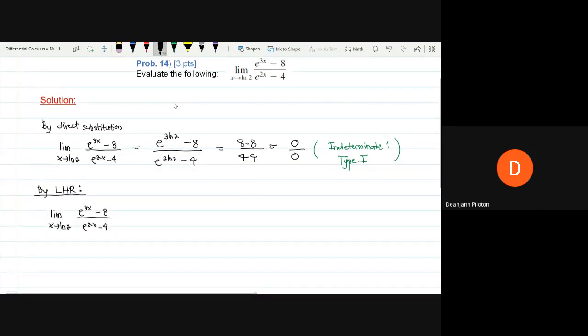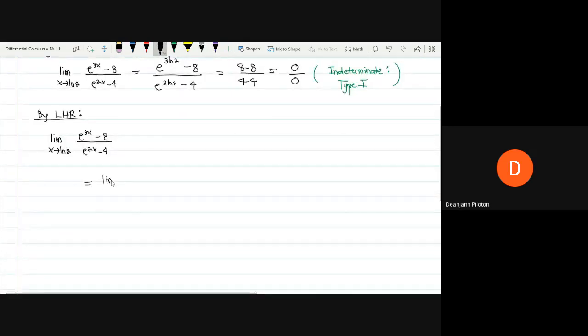So, by LHR, this is equal to limit of x approaches ln 2. Then, i-differentiate nimo ang nasa numerator and also ang nasa denominator. Okay, function nato sa numerator is kani. Pag LHR class, separate ang numerator and denominator pag i-differentiate nimo. Hindi ka magamit ang quotient rule, at low di high minus high di low. So, lahi pag LHR.